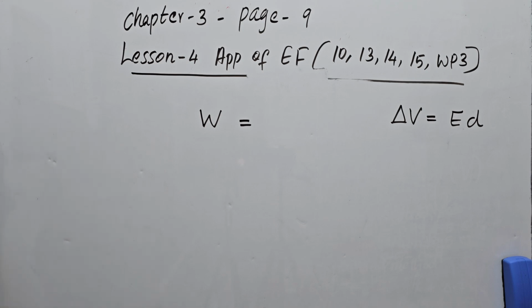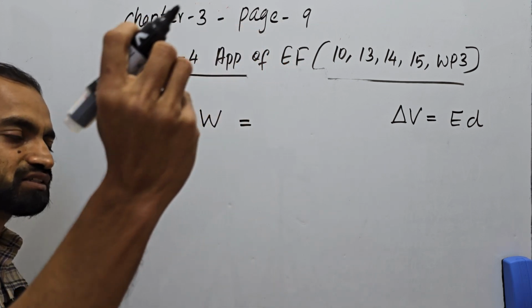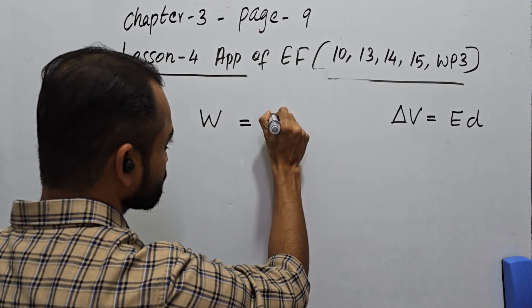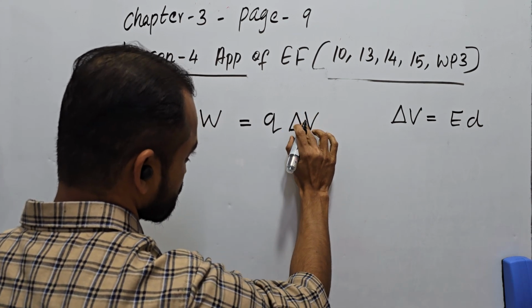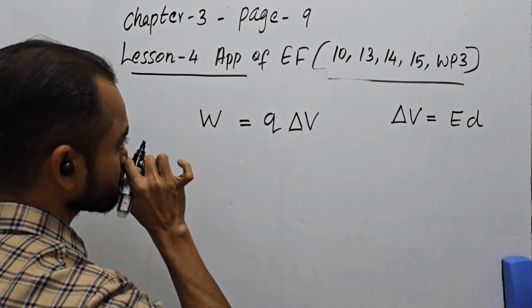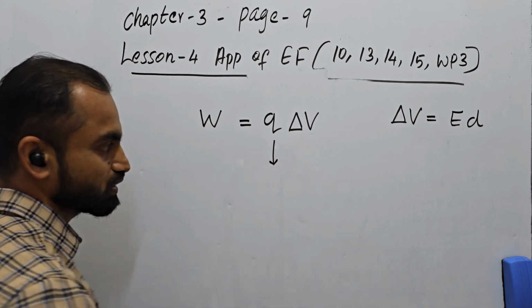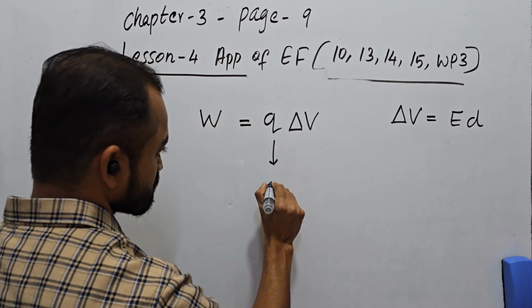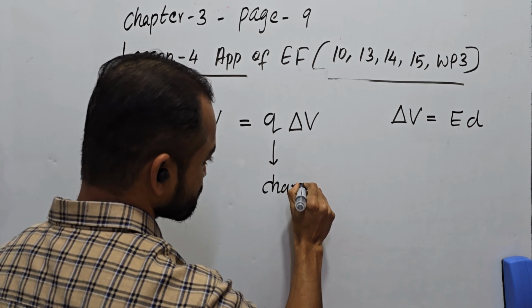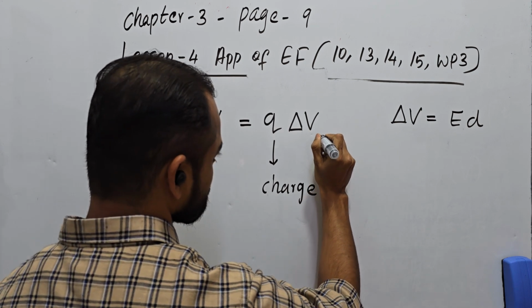So what does W mean? Work means energy, both are same. So when an electric charge is moving through an electric field, the electric charge will get energy. How much energy? The charge multiplied by potential difference, delta V, okay? The charge is the charge which is moving into the electric field. Test charge, yes. So this is the charge that you place in an electric field. It can be proton, electron, any other charged particle or alpha particle, anything.